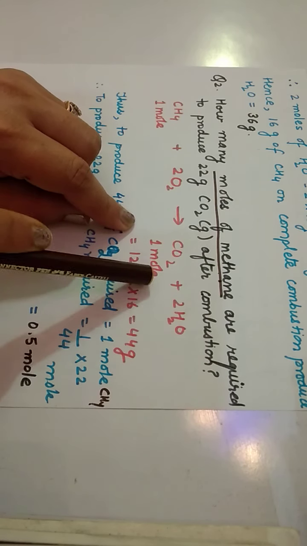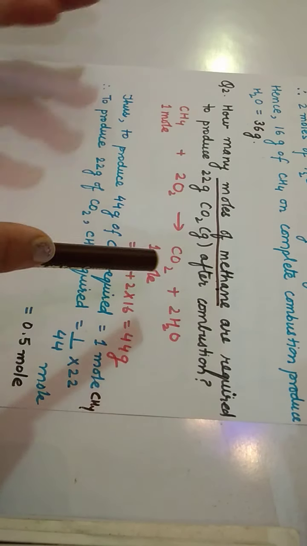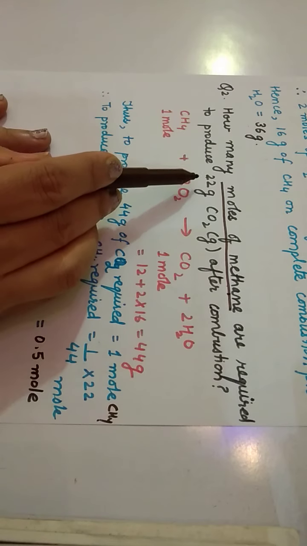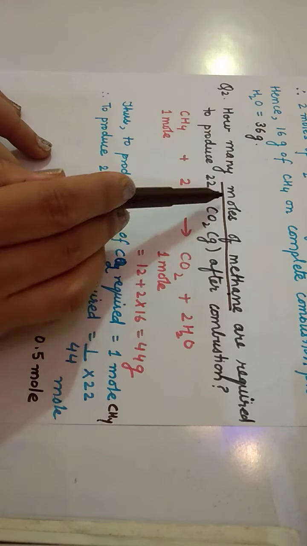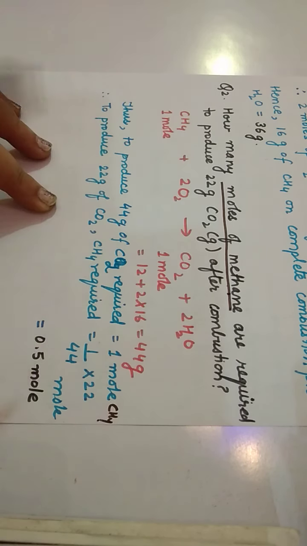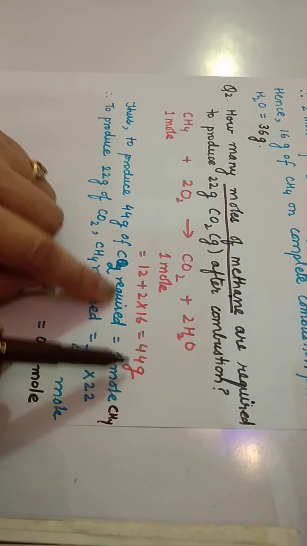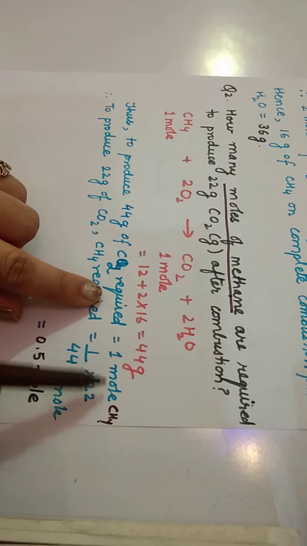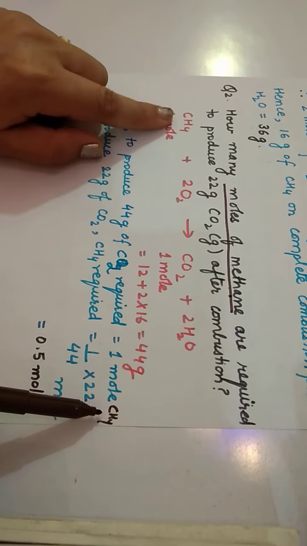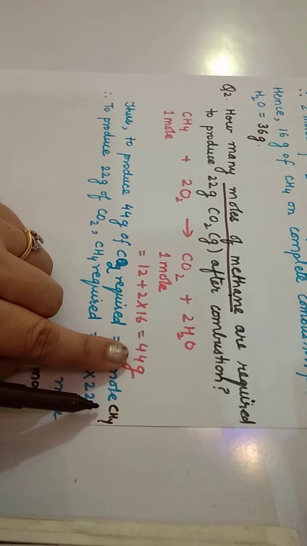What is to be found out is to be written on the right side. With the help of which it is to be found out, it will be written on the left side. How many moles of methane are asked, with the help of carbon dioxide. So I can write 44 gram. You know 1 mole is equal to mass in gram. So I can write 44 gram of CO2 requires how many moles of methane? It is 1 mole of methane. 1 mole of methane produces 44 gram of CO2.